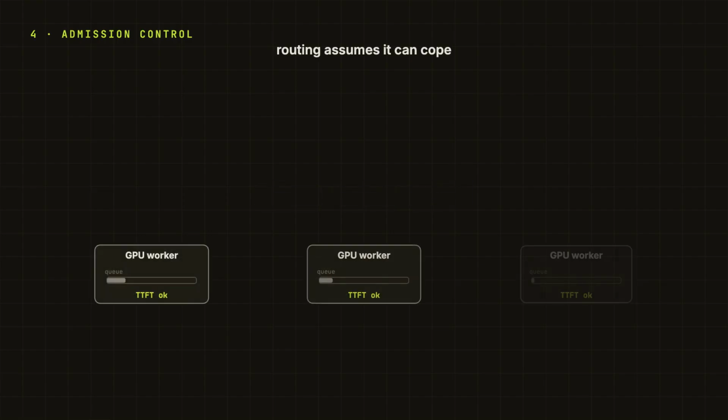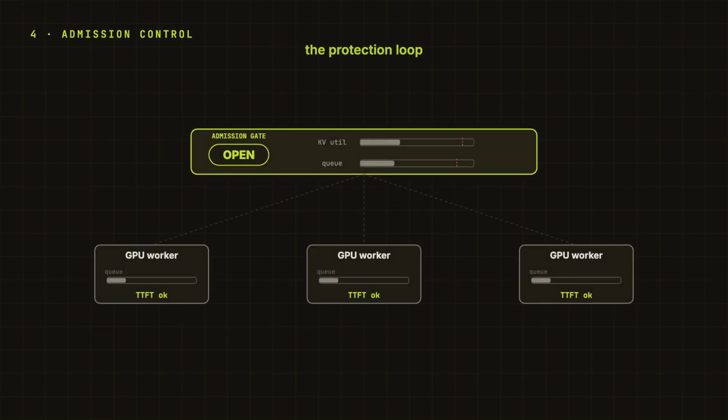But routing quietly assumes the fleet can cope. So now the protection loop. What the fleet does when it cannot. And the first case is the simplest: too much traffic. The router is scoring beautifully, but the requests just keep coming, more than the whole fleet can handle, no matter how cleverly we route. Every worker's queue is growing.